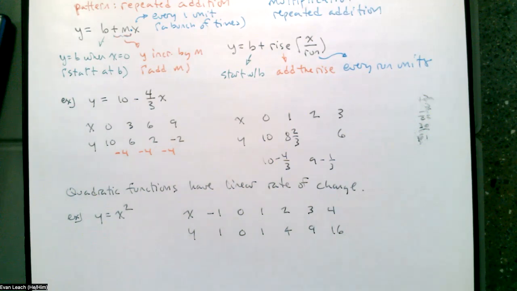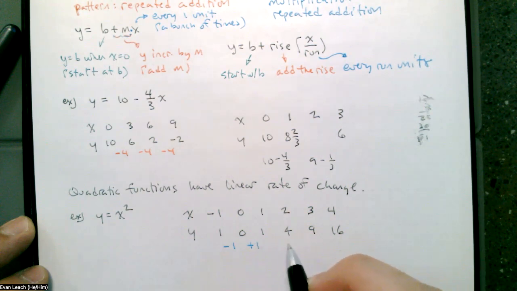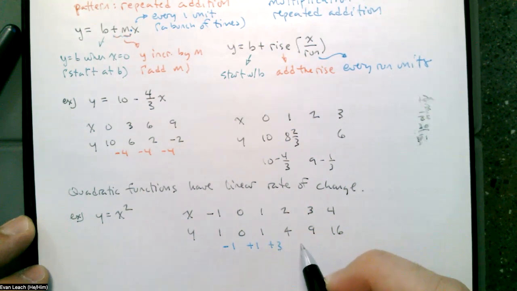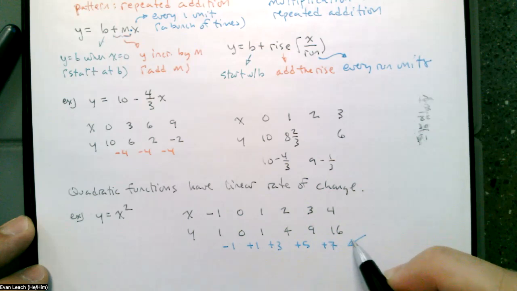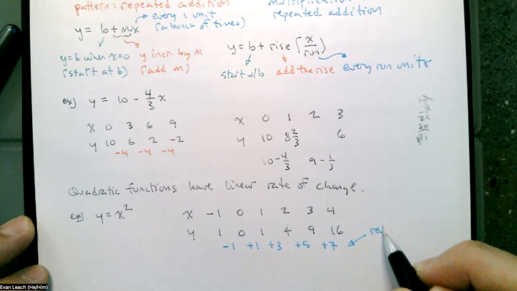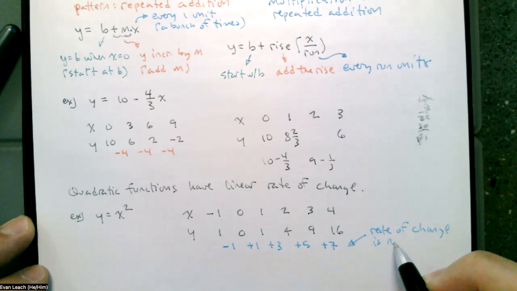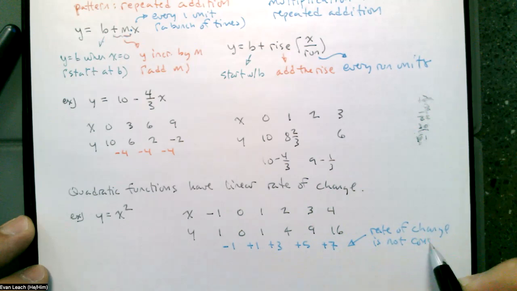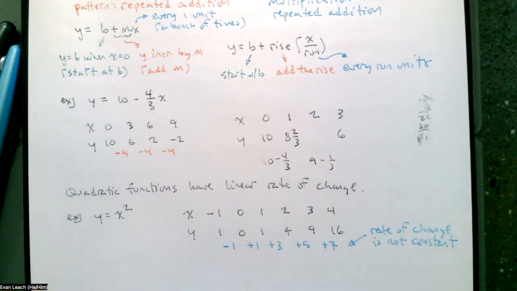What we want to notice is how the rate of change is changing. So we don't have a constant rate of change. Rate of change is just how much the function is changing. From 1 to 0, it's a decrease of 1. From 0 to 1, it's an increase of 1. From 1 to 4, it's an increase of 3, and then 5, and then 7. So it's not a constant rate of change.